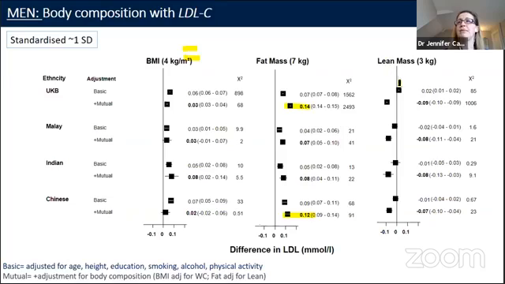And when we looked at lean mass, what was interesting is that the association flipped from null to inverse. So when we adjusted lean mass for fat mass, we saw that lean mass appeared to be protective. So higher lean mass was associated with a lower LDL cholesterol. And when we look at these relationships with fat mass and lean mass, whilst they were pretty similar between the ethnicities, you can see that BMI is really not telling the whole story of what we're looking at here between body size and risk factors for disease.